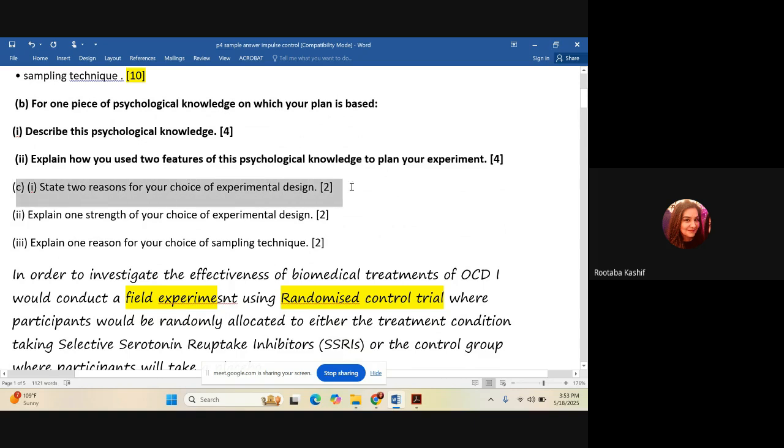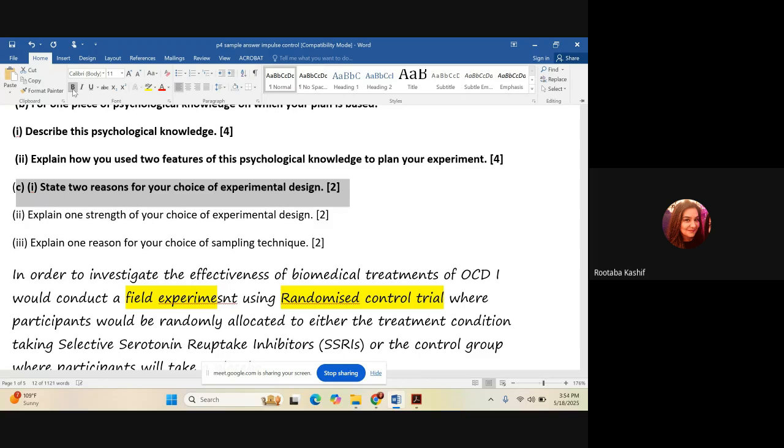Then 2 reasons for your choice of experimental design. So which experimental design was used in this study? And when you are writing a question like this, for example, if you are asked which experimental design you used, and you say that the experimental design used is independent measures design, then you have to give a reason why and how, explain it, right?